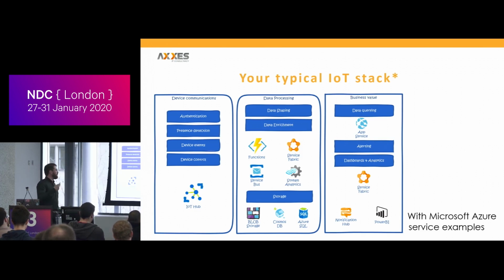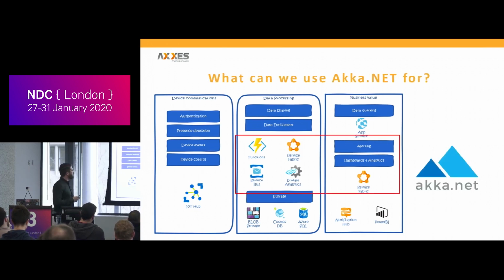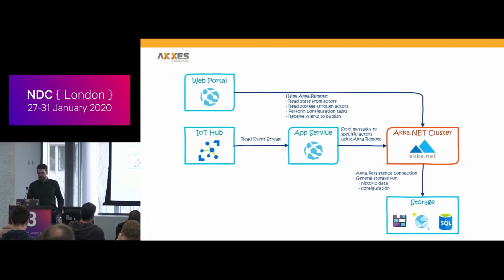Now, not all of this can be done by Akka.net. Basically the compute and analytics part is where it would be useful to use an actor model, because that's what it's really good at. I wouldn't build a website using Akka.net per se. It could talk to it in the backend, but there's no added value.